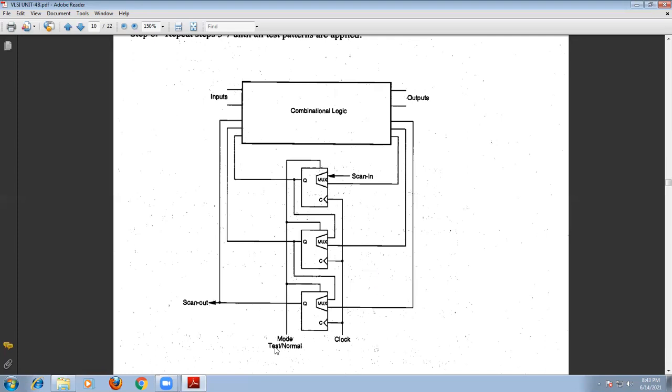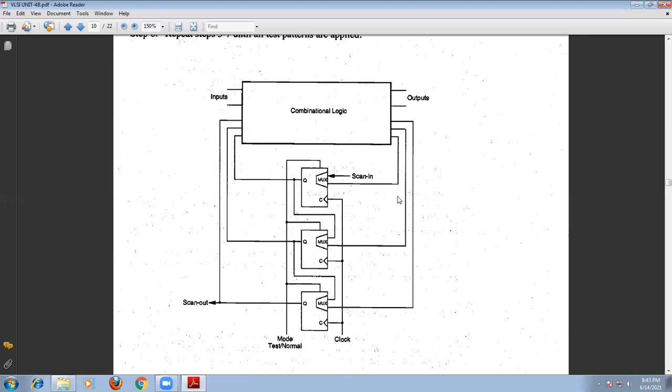So remember, in the test mode, we are going to apply a scan signal. The scan signal is entered here, and this is the last bit of the latch. That means the scan output comes out from this last bit. All these signals will be connected to the combinational circuit to get the output.